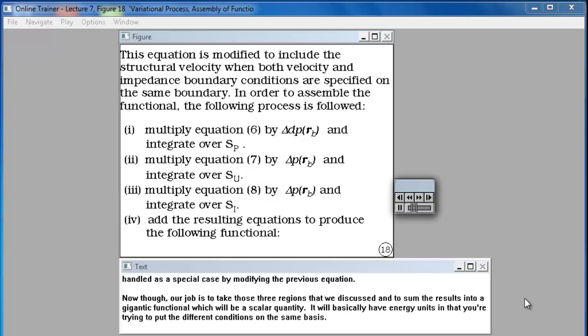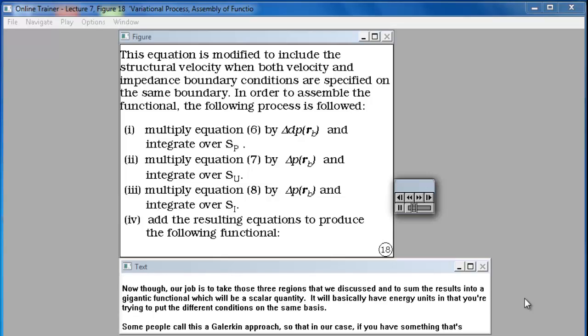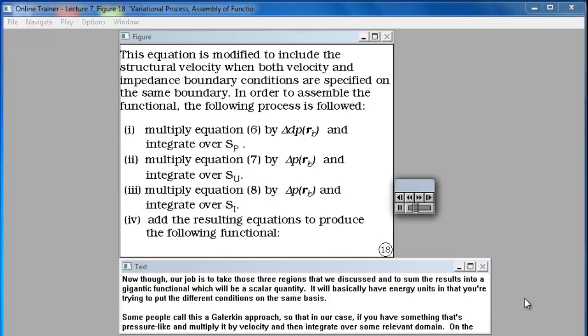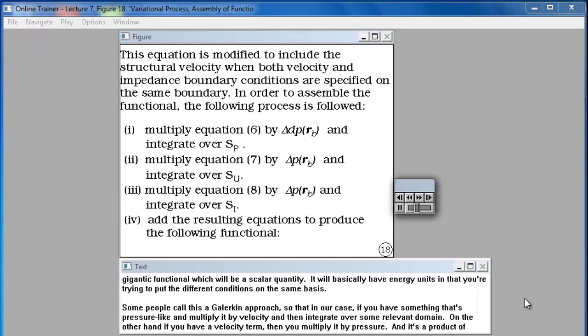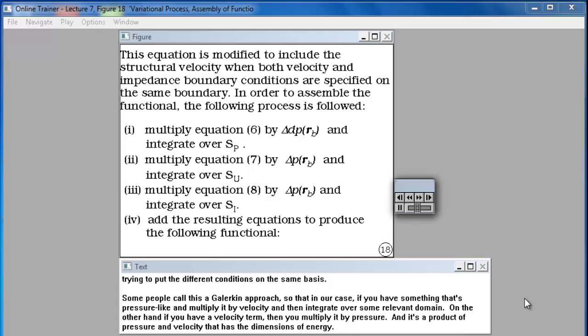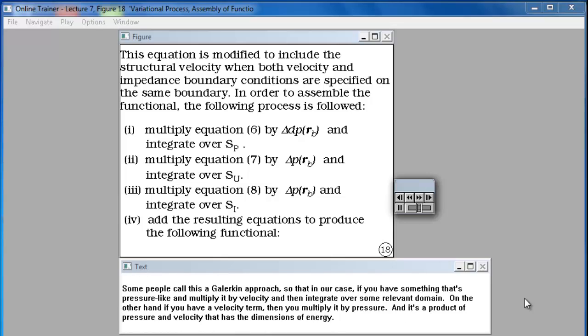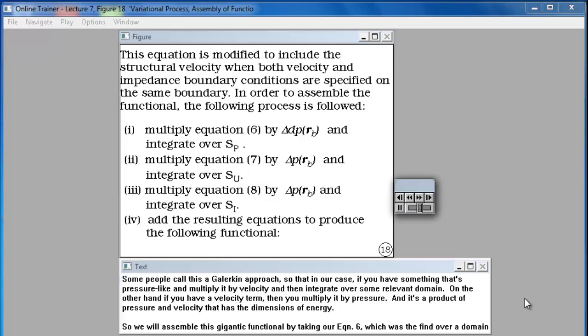Now, though, our job is to take those three regions that we discussed and to sum the results into a gigantic functional, which will be a scalar quantity. It will basically have energy units in that you're trying to put the different conditions on the same basis. Some people call this a Galerkin approach, so that in our case, if you have something that's pressure-like, you multiply it by velocity and then integrate over some relevant domain. On the other hand, if you have a velocity term, then you multiply it by pressure.